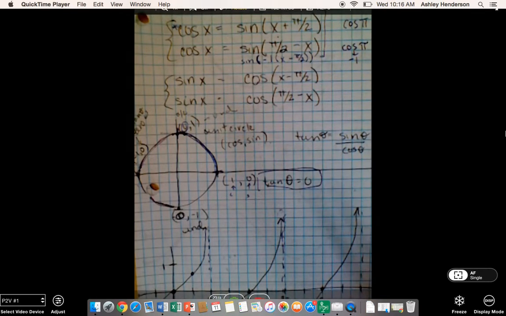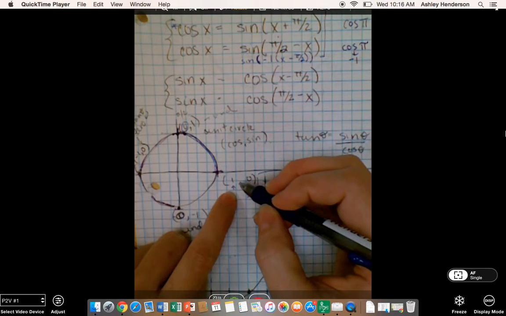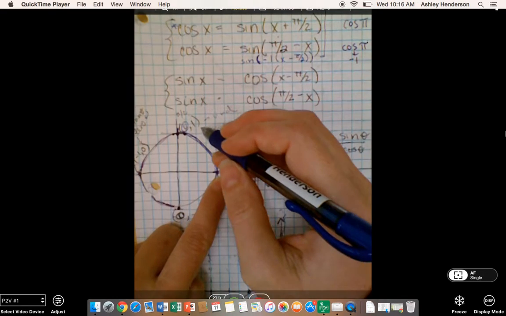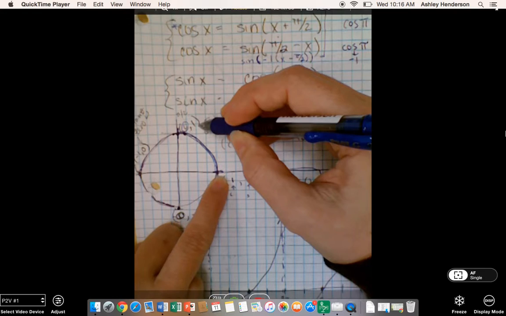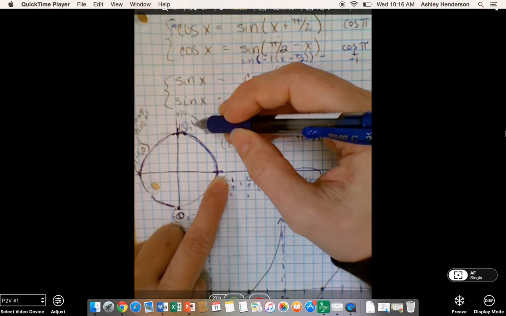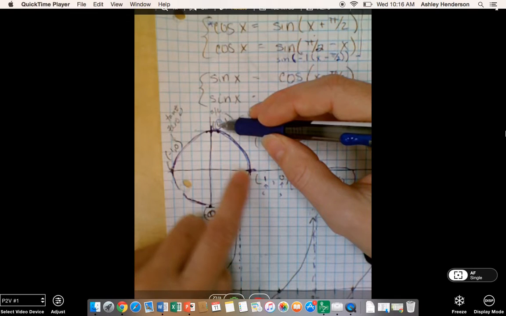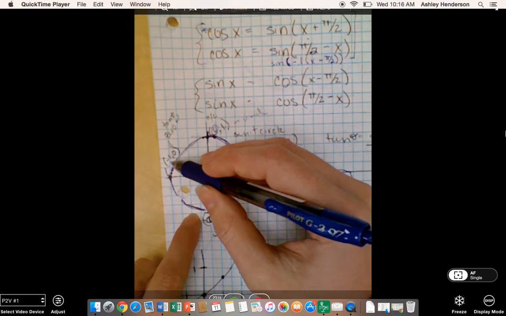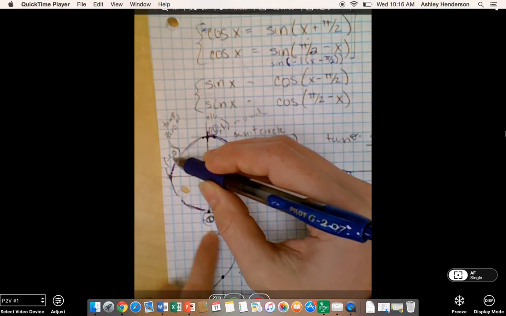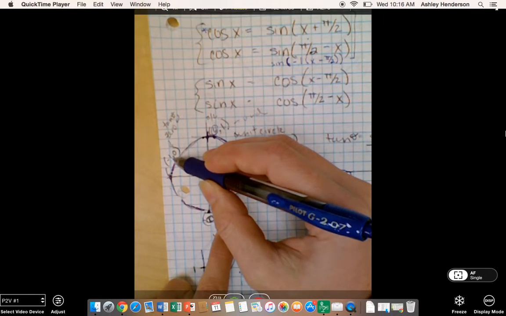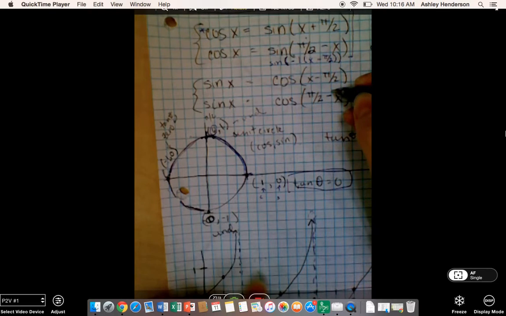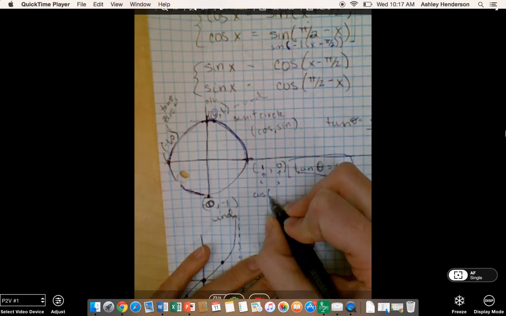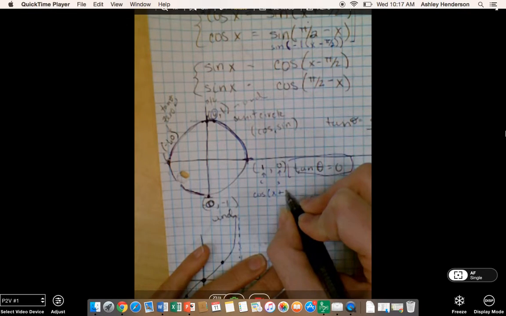So it kind of depends on how you want to look at it. If I wanted to look at cosine equals 1 here, cosine plus pi over 2 here is getting me to sine. Now look at it again. Cosine plus pi over 2 is getting me to sine. So I can also say that cosine of x plus pi over 2 equals sine.